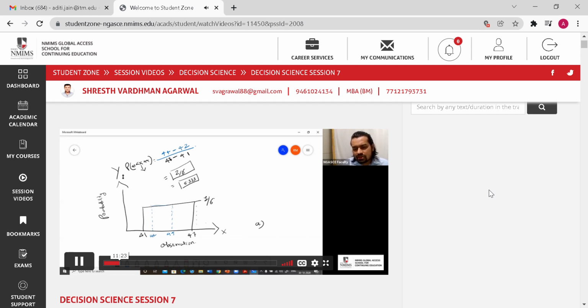Based on this, you'll be given a problem description and these options. Choose the correct option for the given probability. For this expression, when a random article's weight is between 42 and 44, tell me the probability. So this way, some MCQs can be formed. But if you draw the curve, it's very easy for you to understand and comprehend exactly what probability you're looking for.